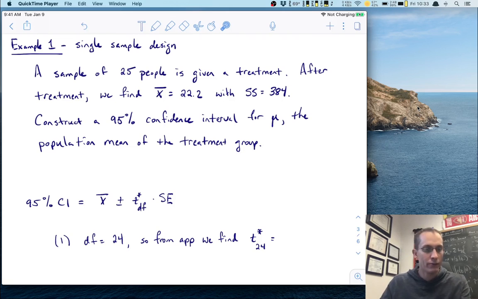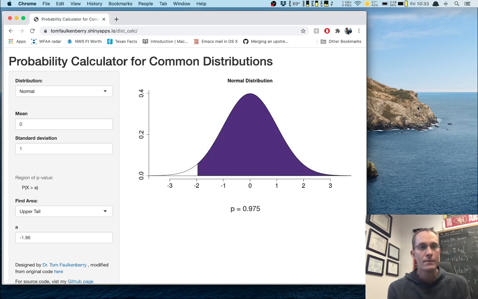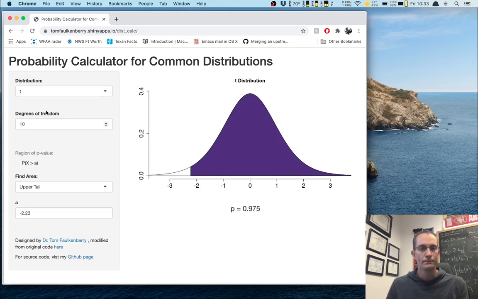So from the app, we're going to go find t star df. I'm going to show you how to do that real quick. So let's go to our app. Again, the link is down below. And remember, the app starts just like this. It assumes you've got a normal distribution. Since we're dealing with a situation in which you would use t-scores, that is, we're not given the population standard deviation, we need to switch to the t-distribution. Now, I said that the critical value for t, this t star df, is given to you. It's not written out, though. It just kind of pops up, and here's how you do it.